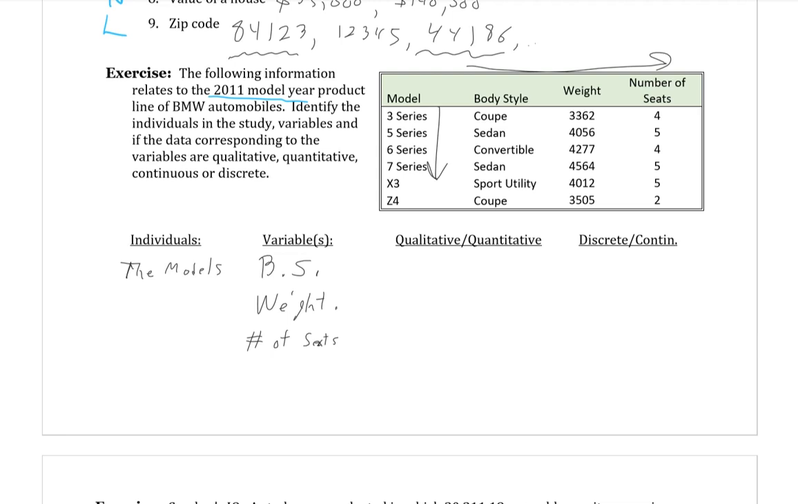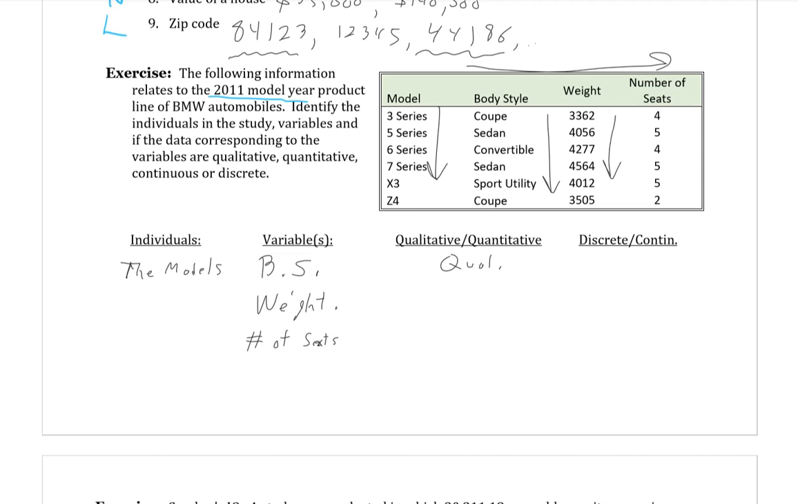So these are all the variables that we have. Now working through these, the body style, well, looking at even the values given, the body style are like coupe, sedan, convertible. These are all descriptive measures. These are not numbers, these are qualities. So we would say that this is a qualitative measure.